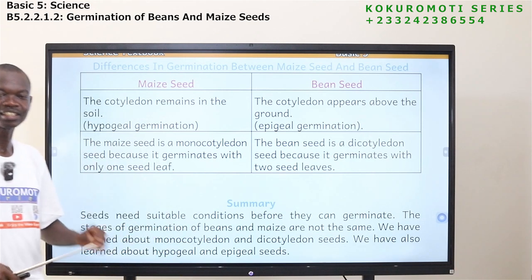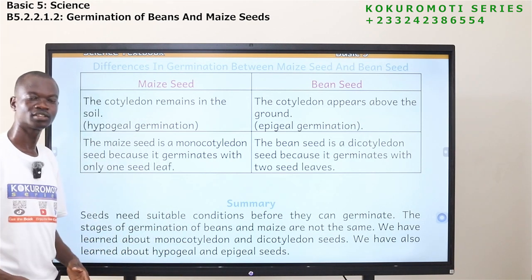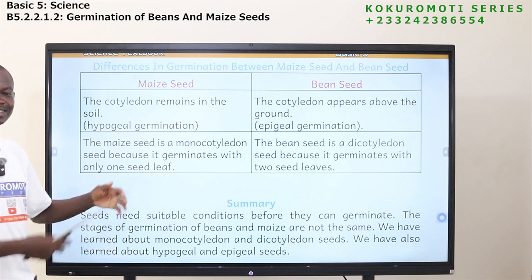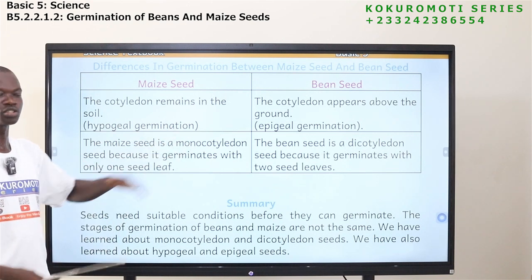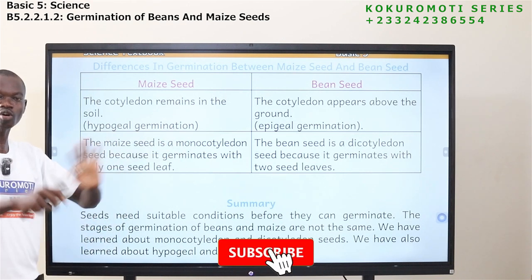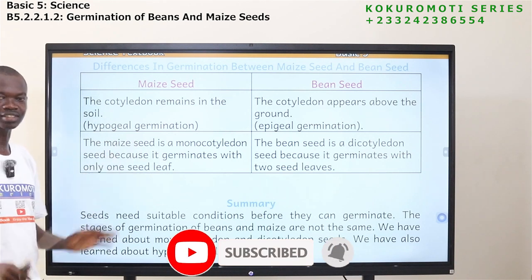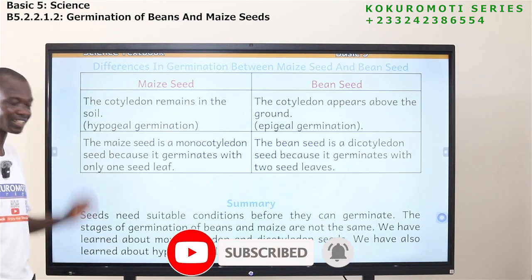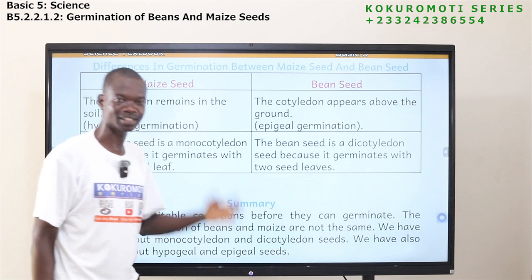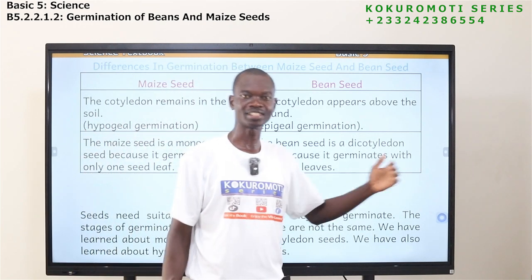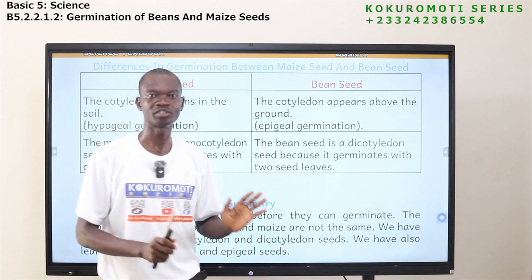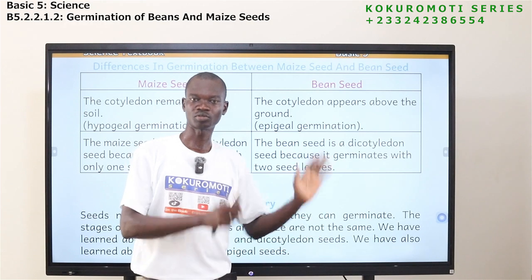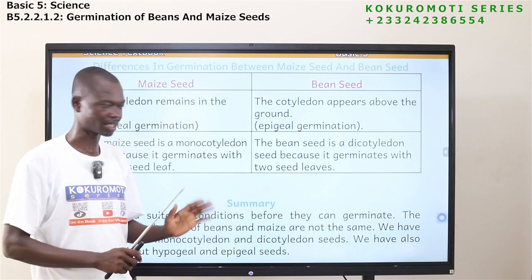The last stage is when the roots grow long and the stem too grows long. So these are the stages that all seeds go through. In exams, if you are asked to write the stages of seed germination, know which one you should start with first, and which one will follow in that manner.